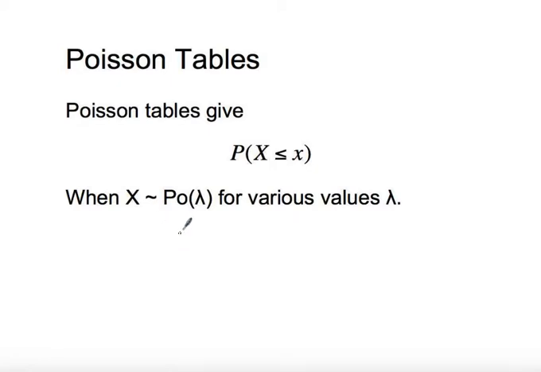Just like the binomial, you can see that using the Poisson formula can be a little bit laborious, so we have Poisson tables that will help us. Poisson tables, again like the binomial distribution, will tell us the probability that x will be less than or equal to x. So it uses a cumulative probability function. So it means it accumulates all the probabilities up to this value.